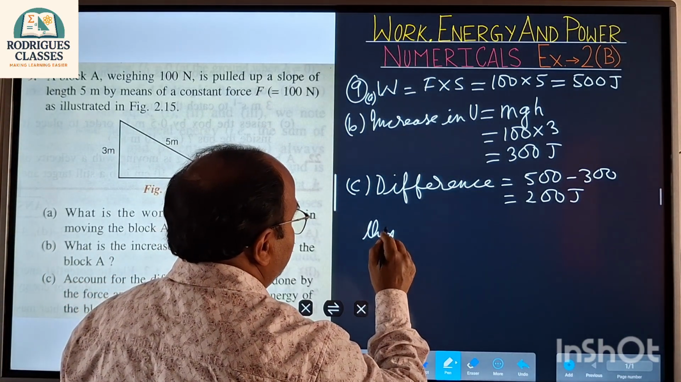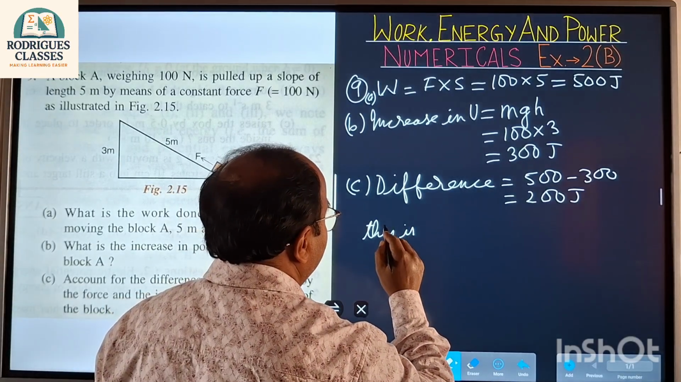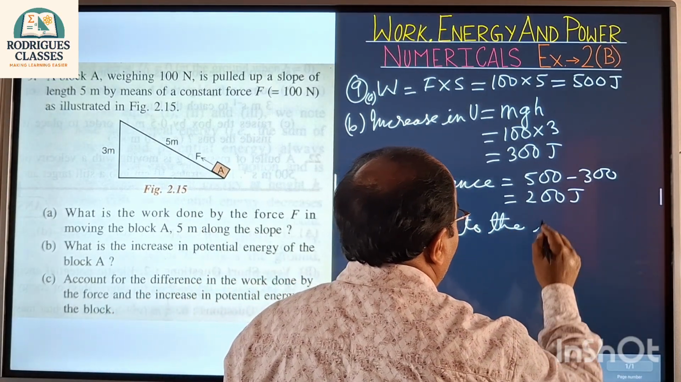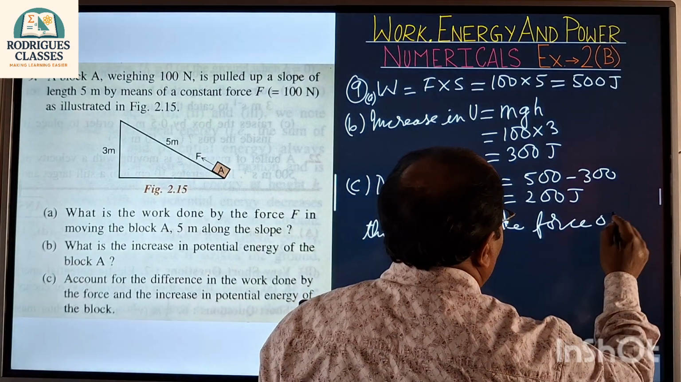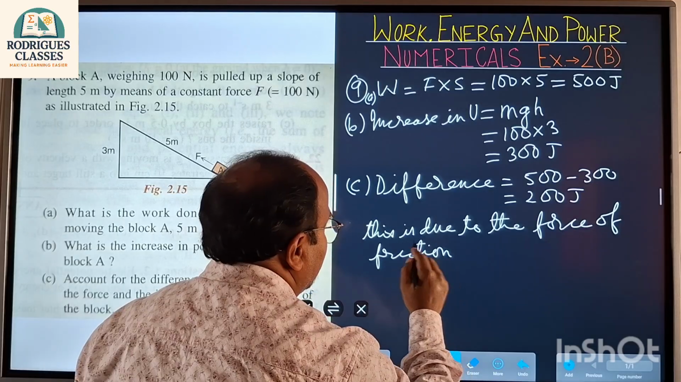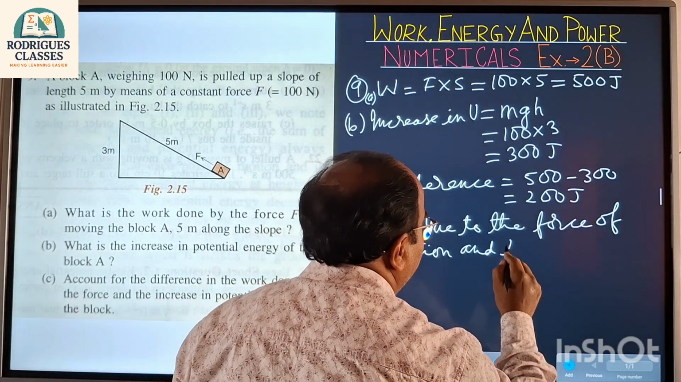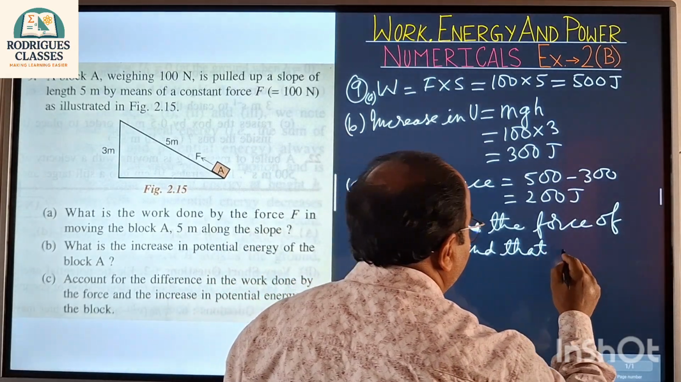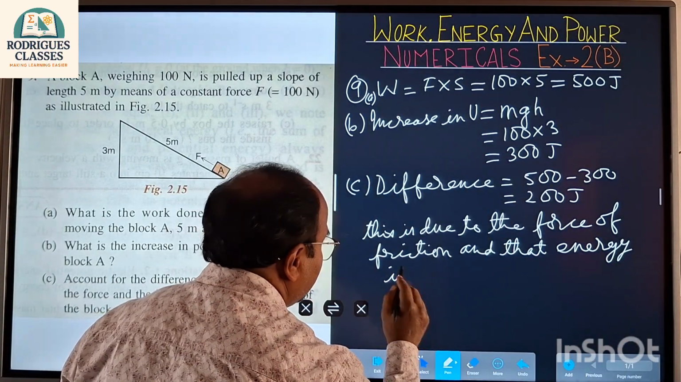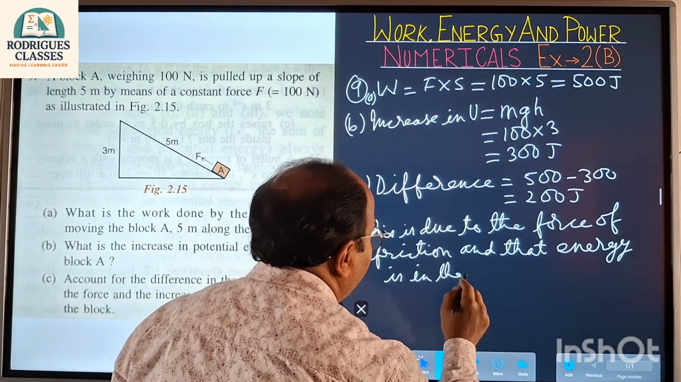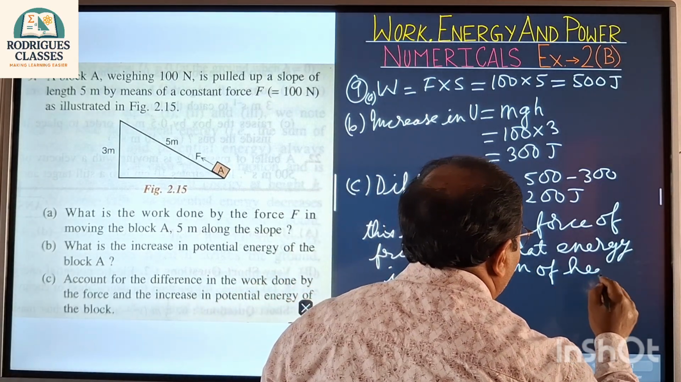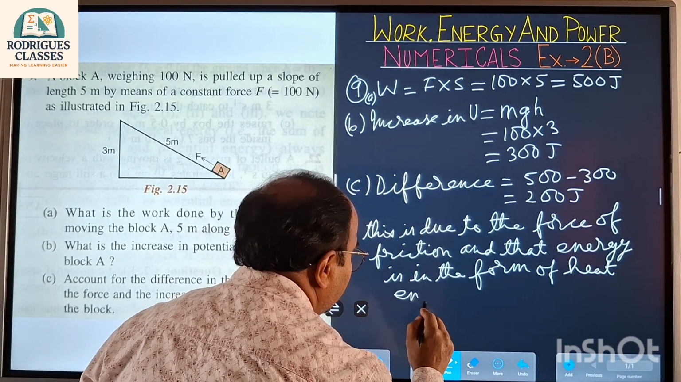This is due to the force of friction and that energy is in the form of heat energy.